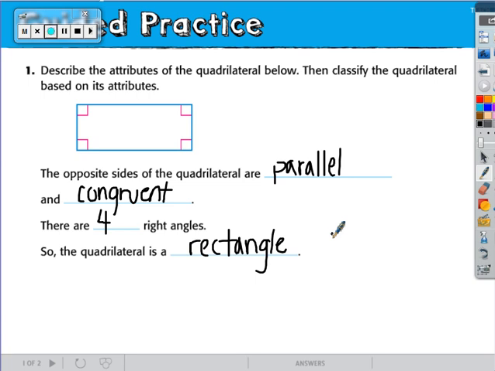Now, in your homework, they don't have these written out for you. Okay? There's just blank lines. So what do you need to do? You need to write this out, because I need to see that you looked at, are the sides parallel? Are they congruent? Does it have right angles? Okay? If you're not writing it out, I can't see that you showed your work.